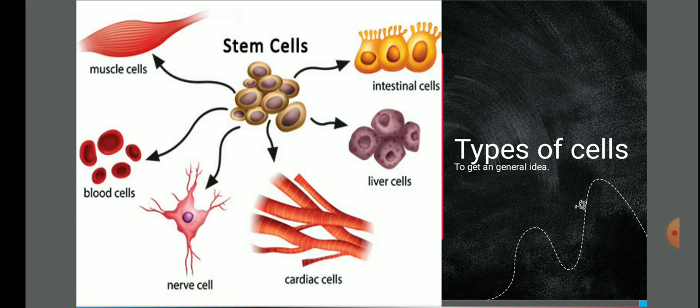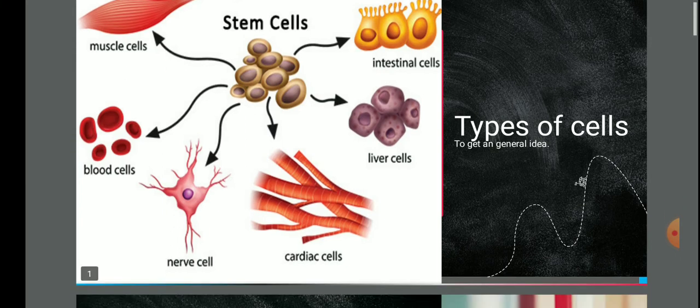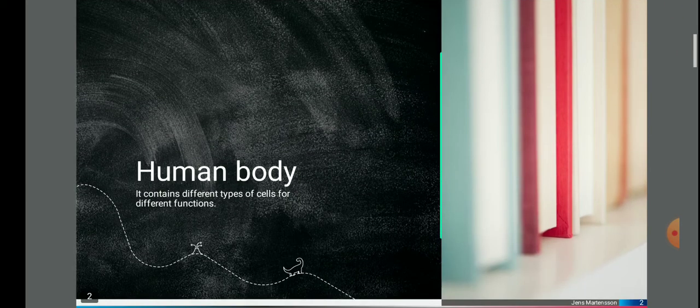By looking at the picture itself, you can see there are stem cells, muscle cells, blood cells, nerves, cardiac, liver, and intestinal cells. These are found in various parts of our body. So let's see. As we say, the human body contains different types of cells for different functions.